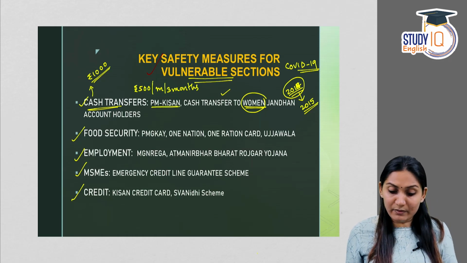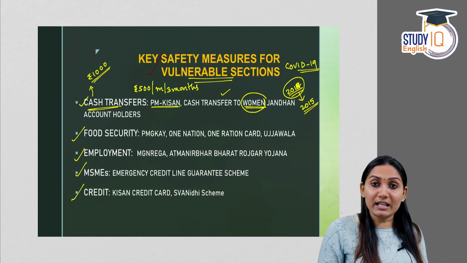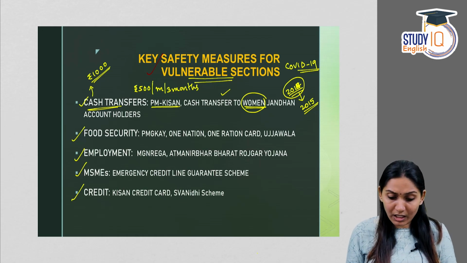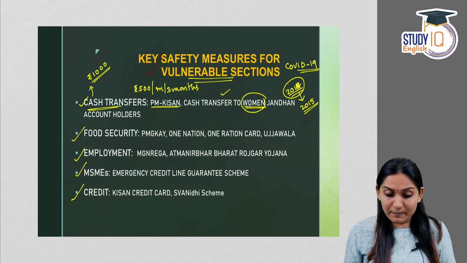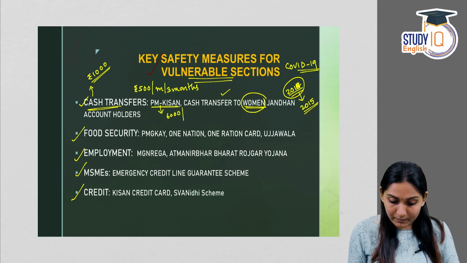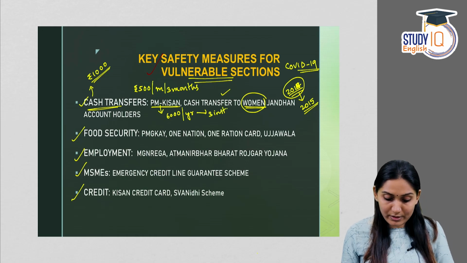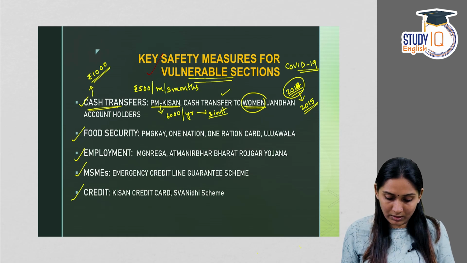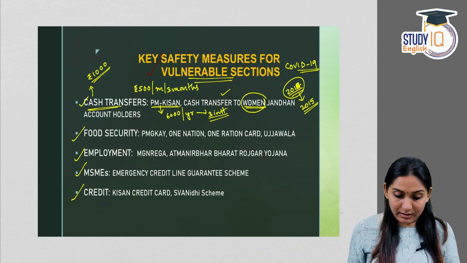Then the PM Kisan, which was already existing. PM Kisan is a cash transfer scheme, a cash subsidy scheme. Under PM Kisan, that is Pradhan Mantri Kisan Samman Nidhi, rupees 6000 per annum is transferred to the accounts of the farmers in 3 installments of rupees 2000 each. So that is PM Kisan.